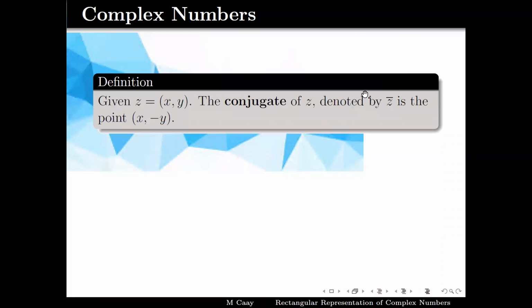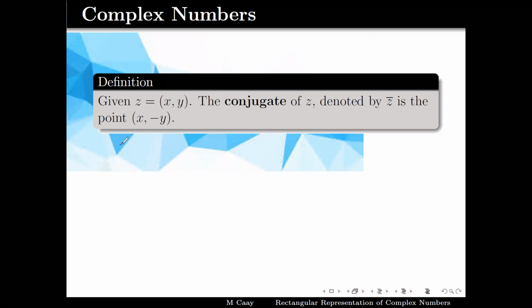So let's consider another definition here. The conjugate. Given a value z equals (x, y), the conjugate, denoted by the symbol z with a bar on top, is actually the point (x, negative y). So basically, this is a reflection of the directed line segment with respect to the x-axis.